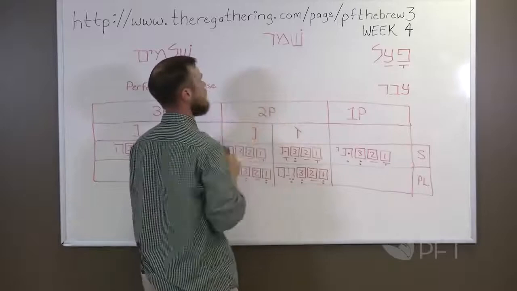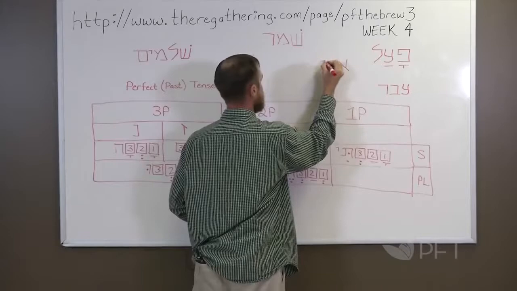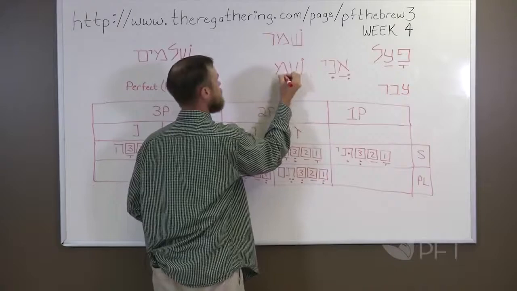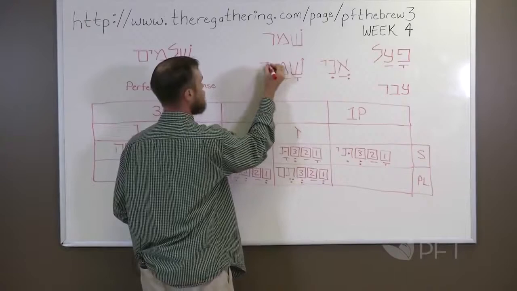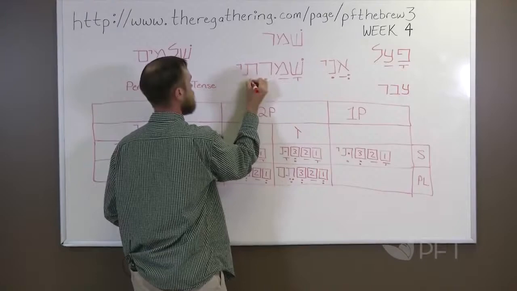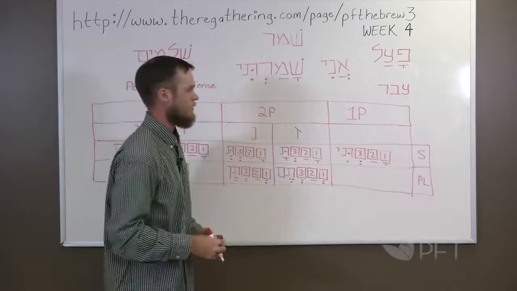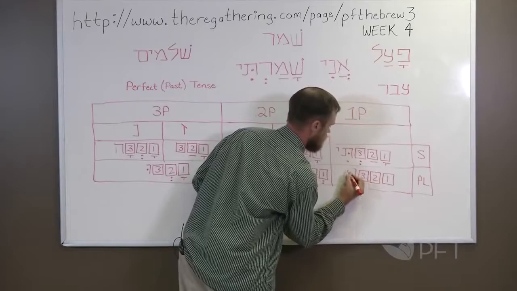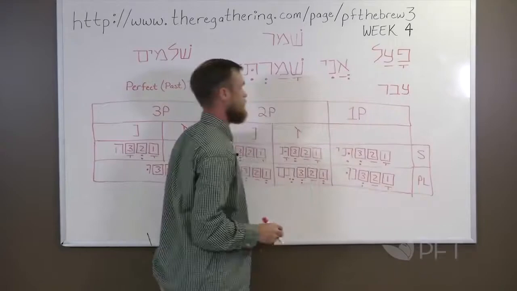Go ahead and rewrite this. So ani is I. We could also say anochi, the full form. But ani is perfectly acceptable. And again, plugging in: first radical, the vowel underneath it. Second radical, the vowel underneath it. Third radical and its vowel. And then our ending. Ani shamarti, I kept. And in the first person plural, we kept would be anachnu for we. Shamarnu. Anachnu.